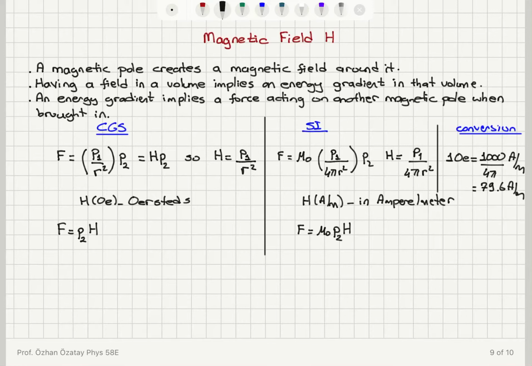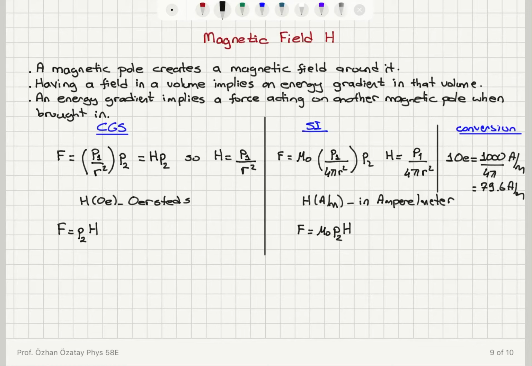So let's recall that the pole strength had the unit pole strength. It doesn't have a name in CGS. In SI, the pole strength is measured in ampere meters, and the magnetic field is in Oersted with the force given by pH, and the magnetic field is in ampere per meter with the force given by mu0 pH in SI, and the conversion between ampere per meter and Oersted is 1000 over 4 pi ampere per meter is 1 Oersted.